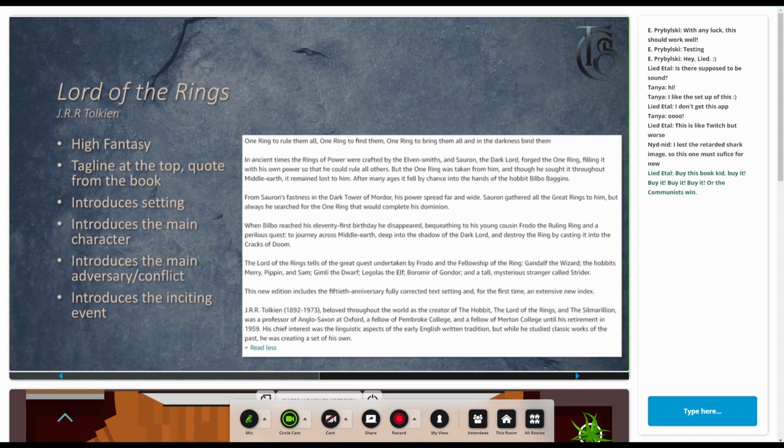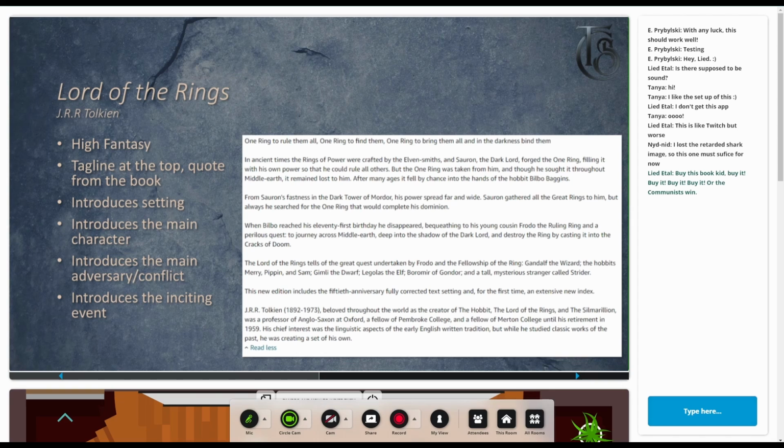One ring to rule them all, one ring to find them, one ring to bring them all, and in the darkness bind them. In the ancient times, the rings of power were crafted by the elven smiths, and Sauron, the Dark Lord, forged one ring, filling it with his own power so that he could rule all others. But the one ring was taken from him, and though he sought it throughout Middle-earth, it remained lost to him. After many ages, it fell by chance into the hands of the hobbit Bilbo Baggins. From Sauron's fastness in the dark tower of Mordor, his power spread far and wide.